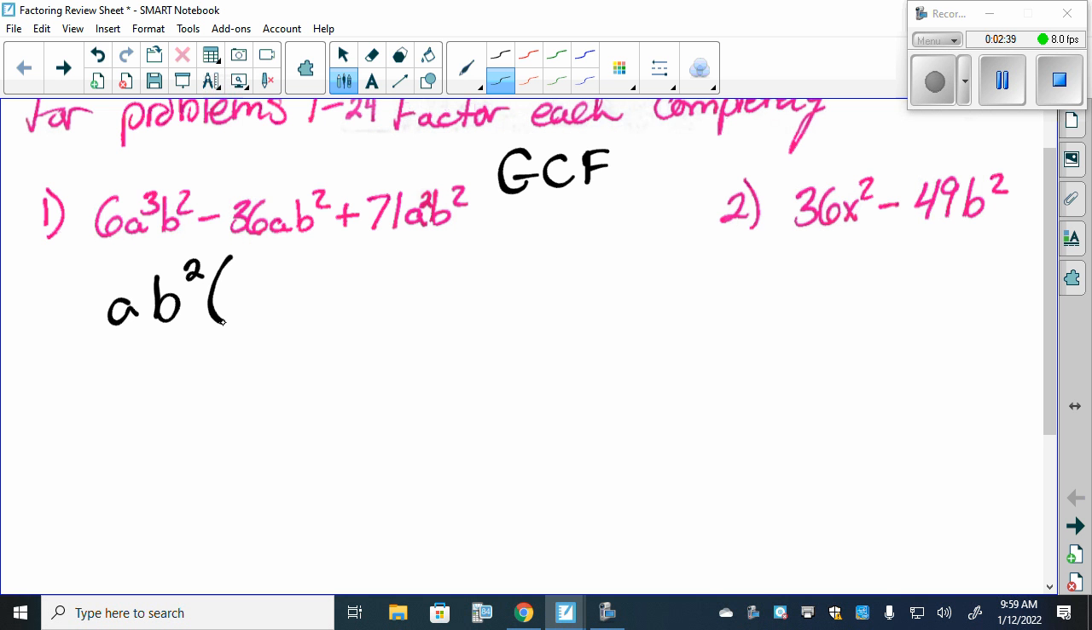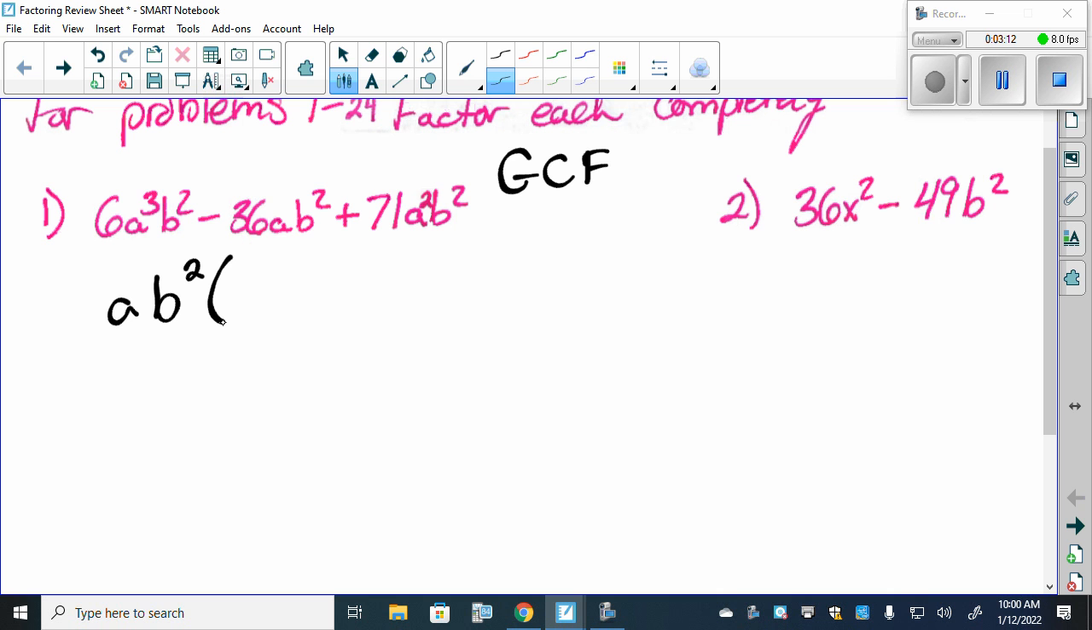Is there any other greatest common factor? No. It's very tempting to say 3 or 2. Well, 6 and 36 have several greatest common factors. But 71 doesn't have 2 or 3, which are the main ones with 6. So that doesn't work. So we can factor out ab squared.